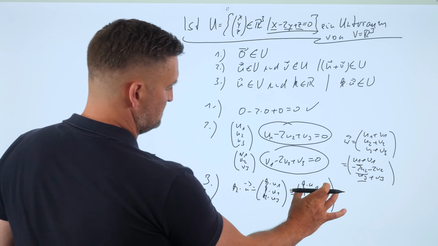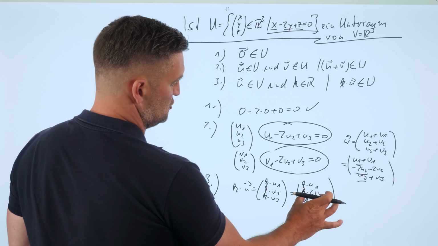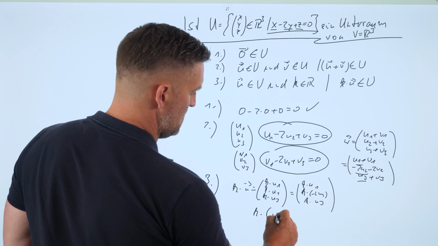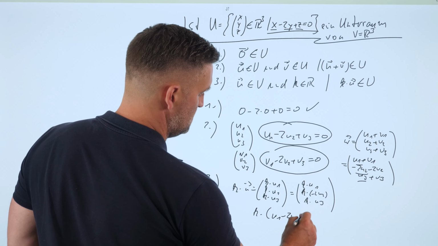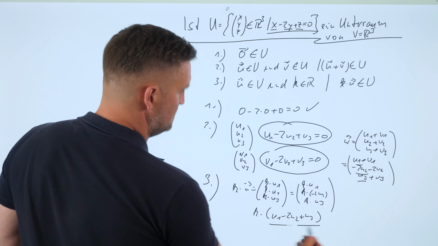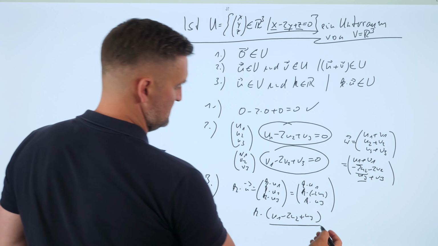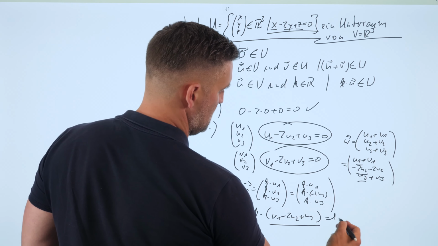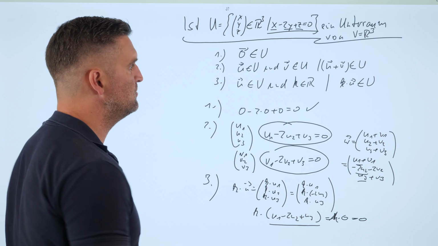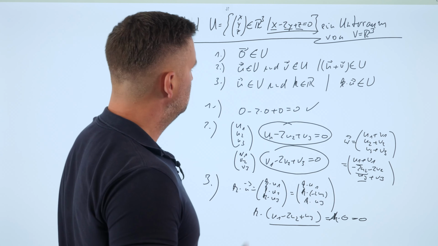And if we factor out k again, we actually get k times u1 minus 2 u2 plus u3. And there we see again, the whole thing here is equal to 0. And then we have k times 0 equals 0. And the third condition is also fulfilled accordingly.